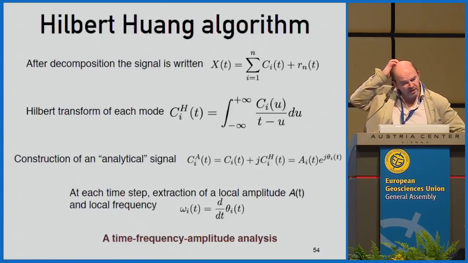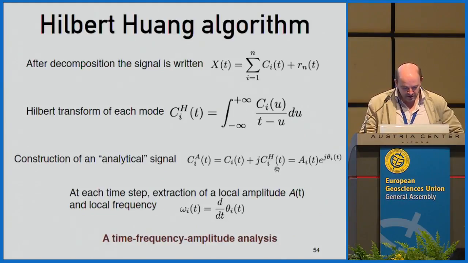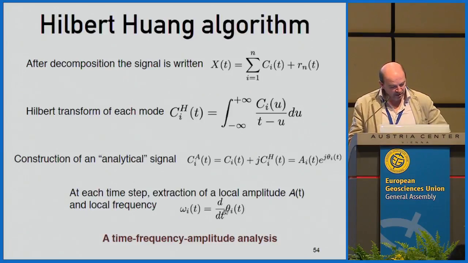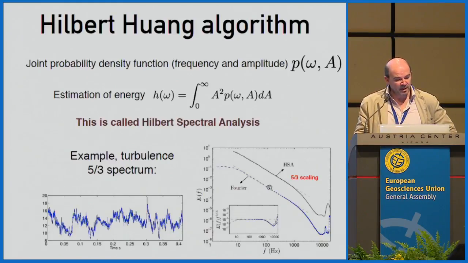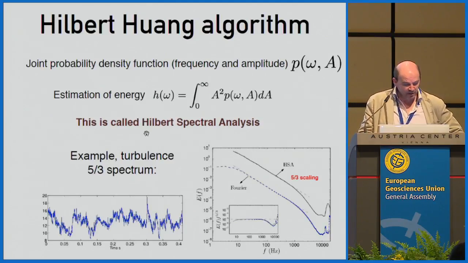There is a second step, which is the Hilbert-Huang algorithm. Each mode, which is here, is Hilbert-transformed, and then you construct the so-called analytical signal by using the Hilbert part here and the mode here, and this complex number in fact has a given amplitude and a given phase, and if you differentiate the phase, you have a frequency. So it's in fact a local time-frequency-amplitude analysis method. And by doing this, you can estimate a 2D PDF of the frequency and the amplitude. And using this PDF, you can do some averaging and, taking the square of the amplitude, you obtain a spectrum, a power spectrum.